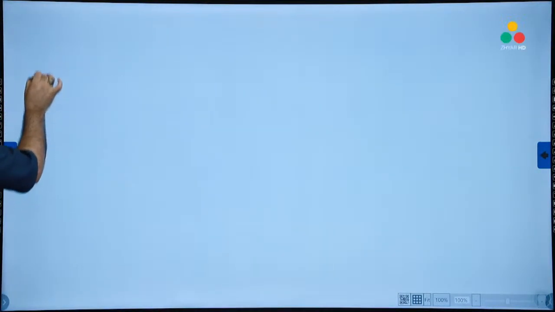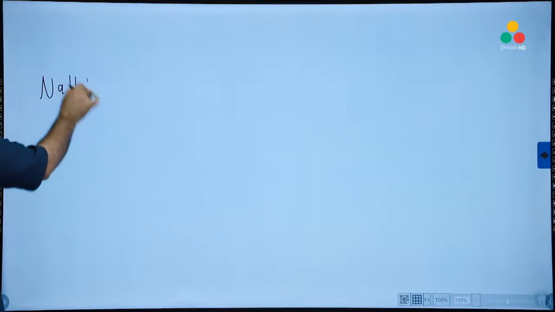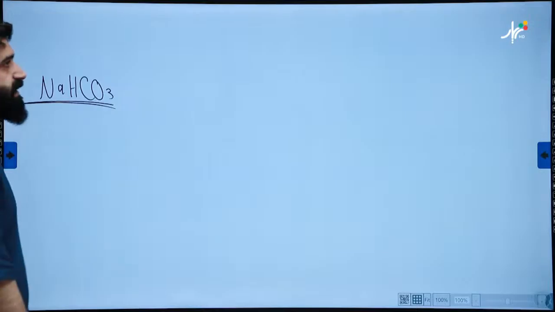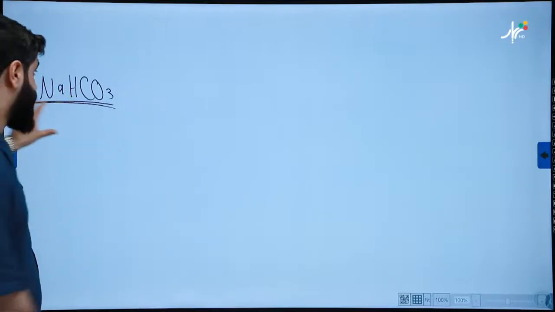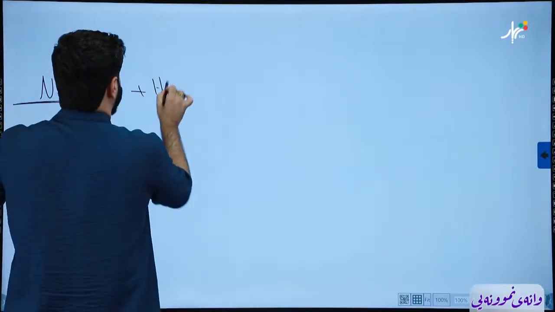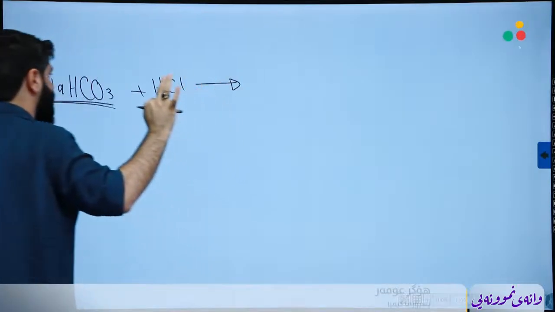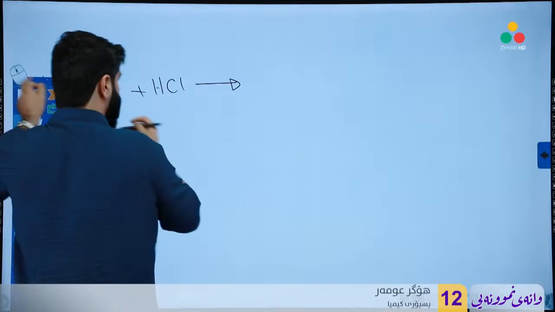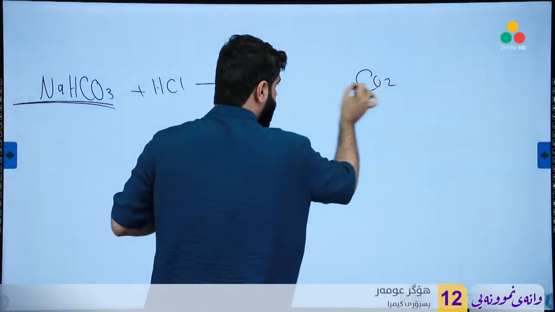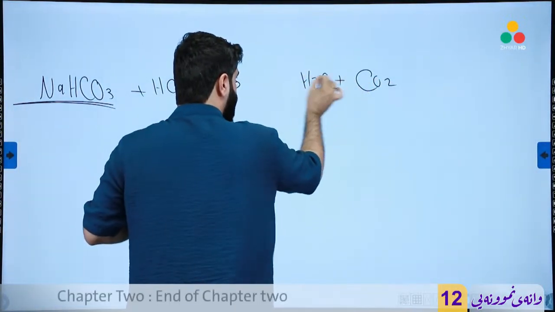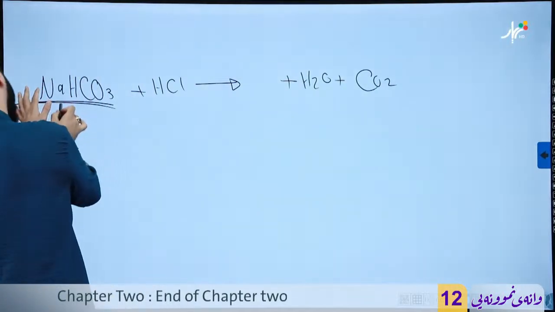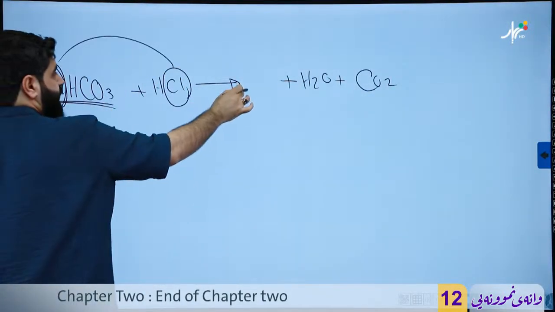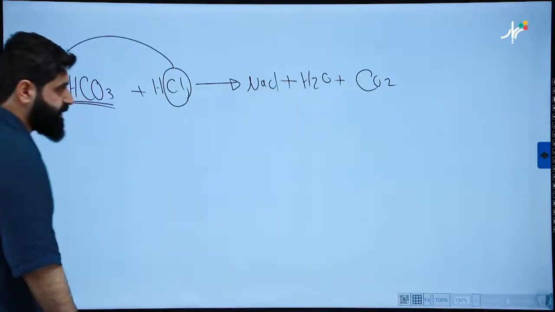Example: NaHCO3. This is sodium bicarbonate or sodium hydrogen carbonate, the anti-acid, if you remember, plus HCl. In this case, we should get three products: H2O is constant, salt, and CO2. So always write CO2 plus H2O plus salt. The salt takes the positive part here with the negative part here. They will become NaCl. Then you should balance the reaction.